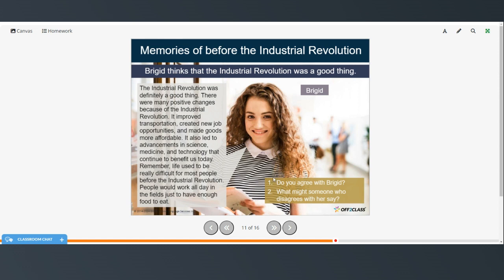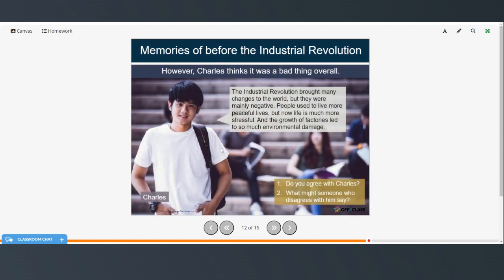So, do you agree with Bridget? And what might someone who disagrees with her say? So, just think about those. You can write down your answers if you'd like for practice. However, Charles thinks it was a bad thing overall. The Industrial Revolution brought many changes to the world, but they were mainly negative. People used to live more peaceful lives, but now life is much more stressful. And the growth of factories led to so much environmental damage. Again, do you agree with Charles? And what might someone who disagrees with him say?